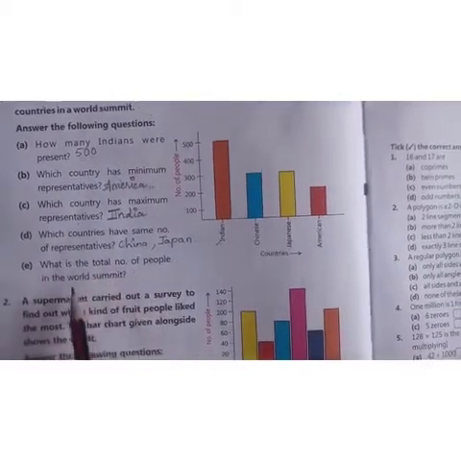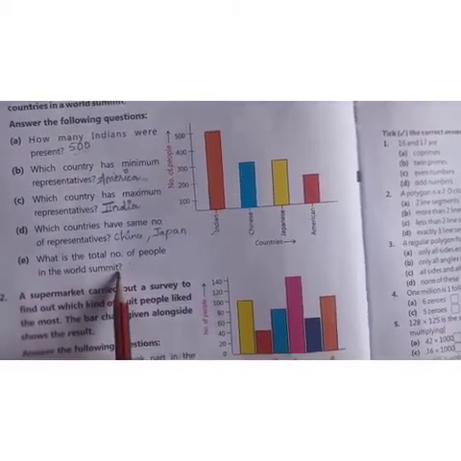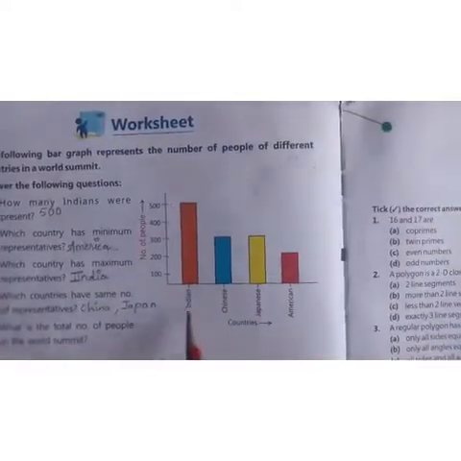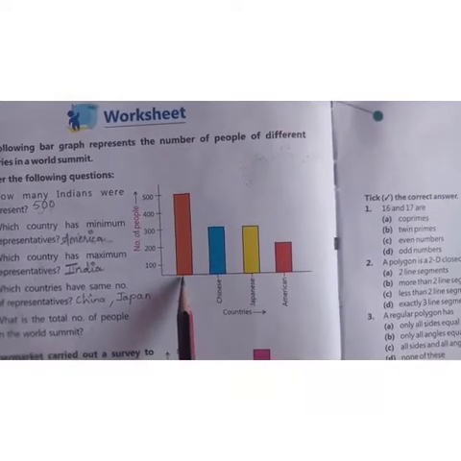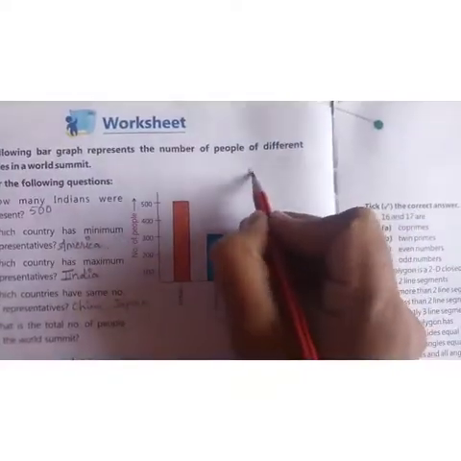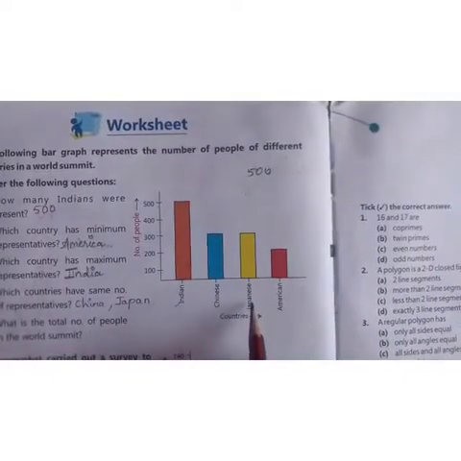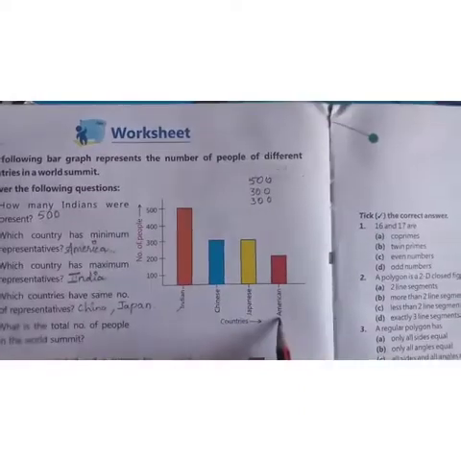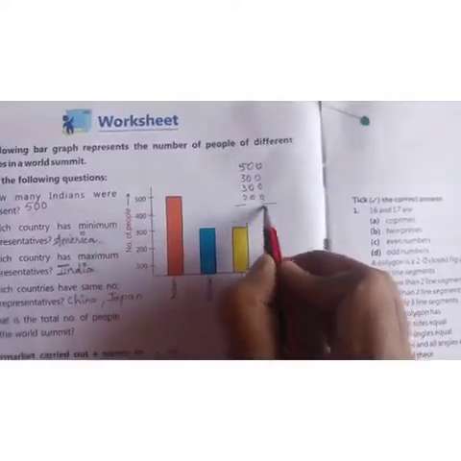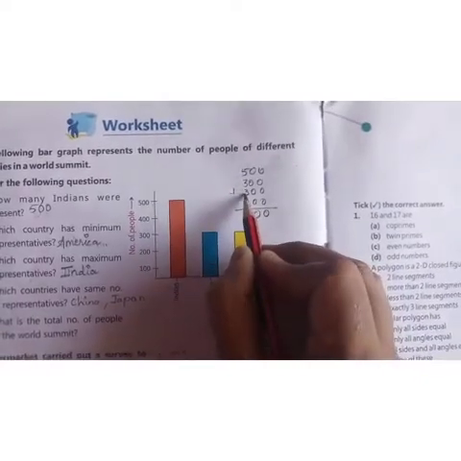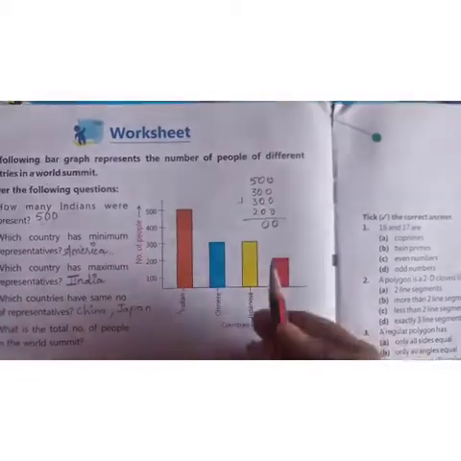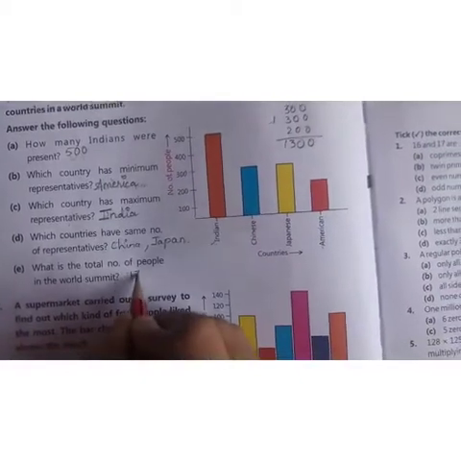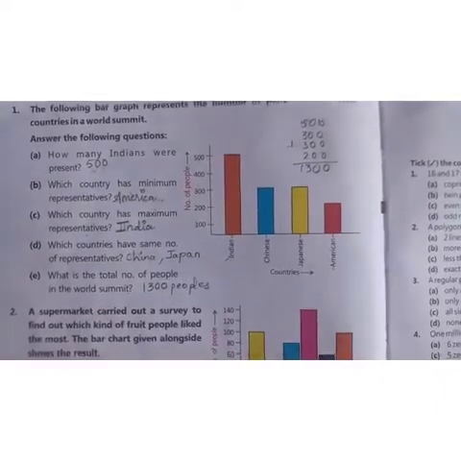What is the total number of people in the World Summit? So to find the total number of people, what do you have to do, children? You have to add all the people present in the summit. So Indians were 500, Chinese 300, Japanese 300, and Americans are 200. 0, 0. 2 plus 3, 5. 5 plus 3, 8. 8 plus 5 is 13. So total people present in the World Summit were 1300 people. Is it understood, children?